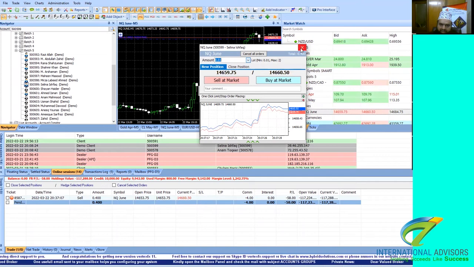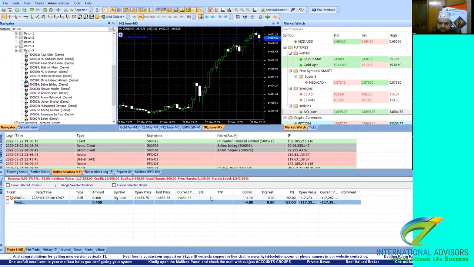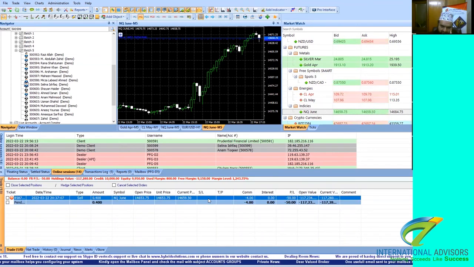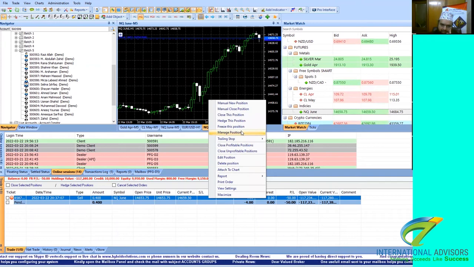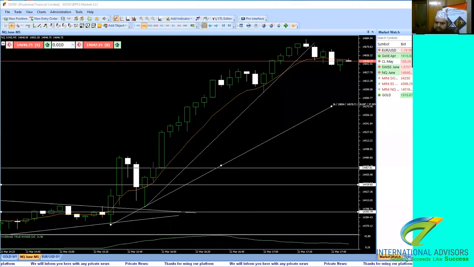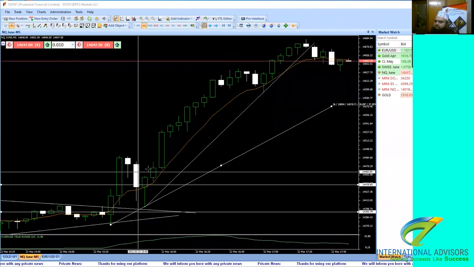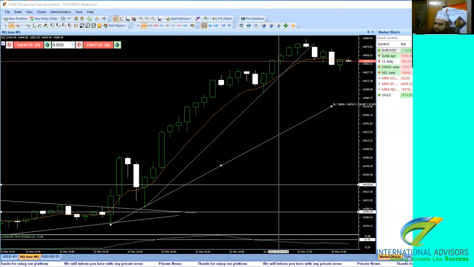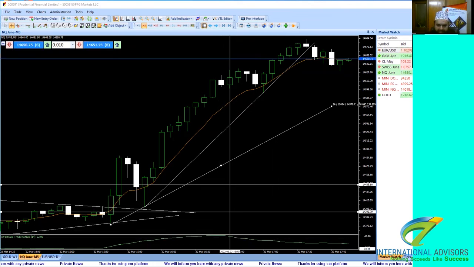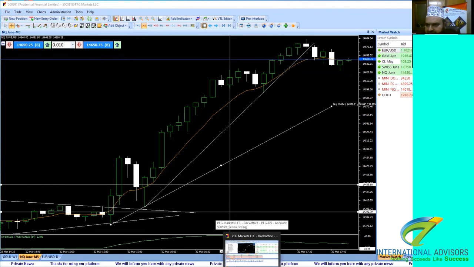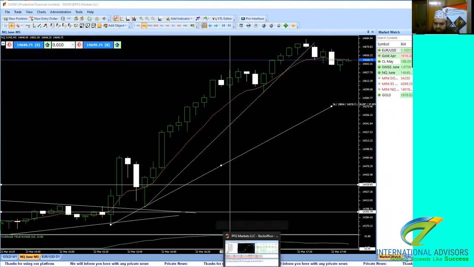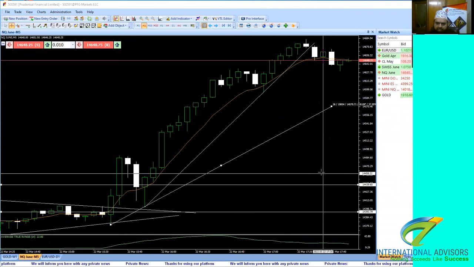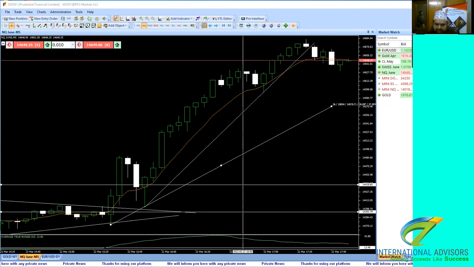Now at the same time you have to place the SL and TP. I think it's better if you place them from your own platform. Let me tell you here: right click, then manage position. Okay, whatever is kept in this place. Coming back, any question regarding execution or placement of limit or stop? If no, then we proceed.